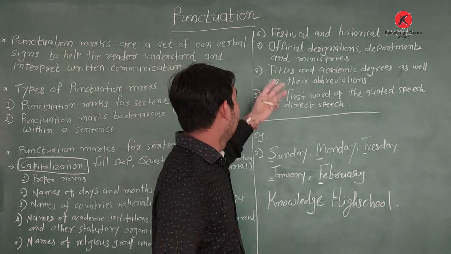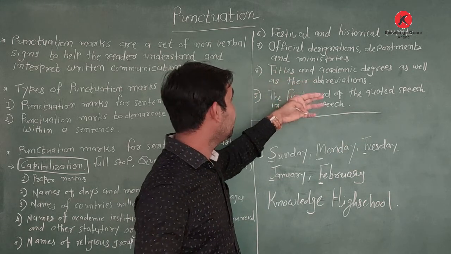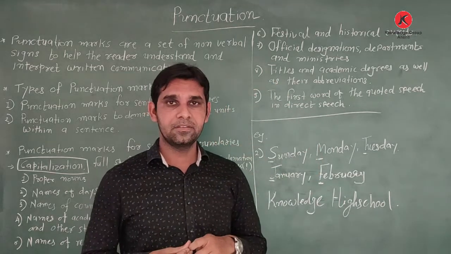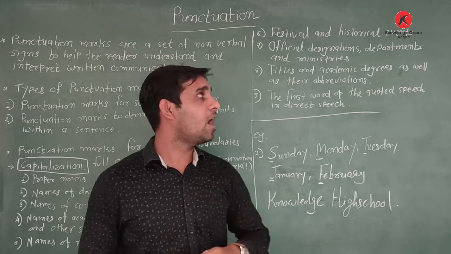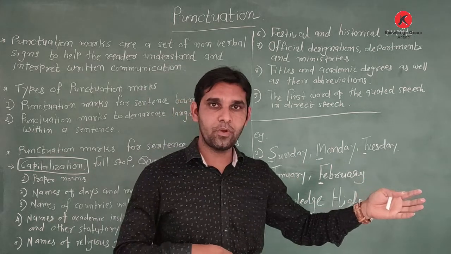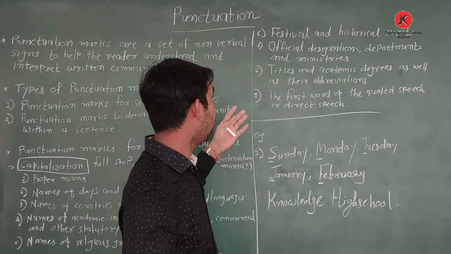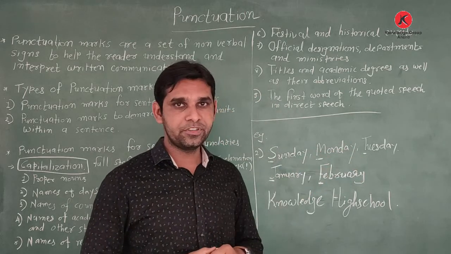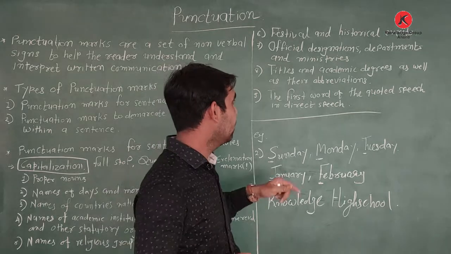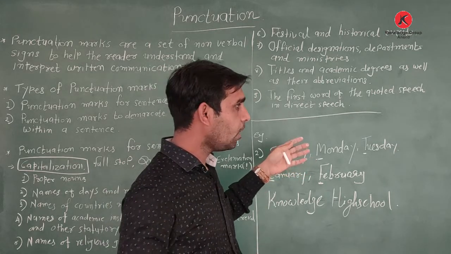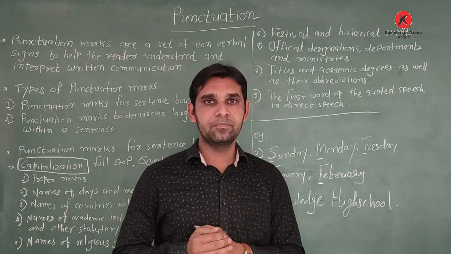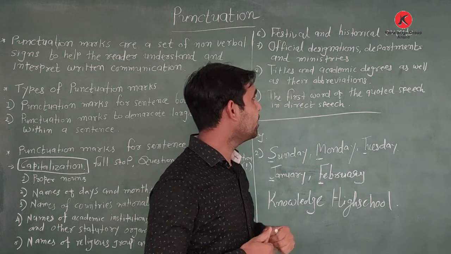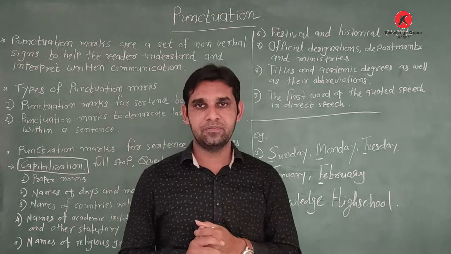Okay. Then come the names of official designations, departments, and ministries. Official designation, such as the Principal. Also the Prime Minister and Chief Minister. They are the names of official designations. Then come the titles and academic degrees, as well as their abbreviations.